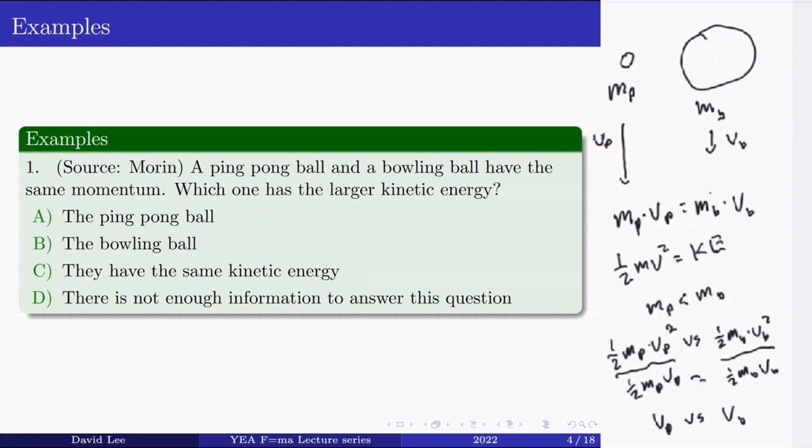Rest energy is not counted in kinetic energy normally. I'm not sure. Oh, I see what you mean. Yeah, assume they're regular ping pong balls and regular bowling balls that are non-relativistic. All right.